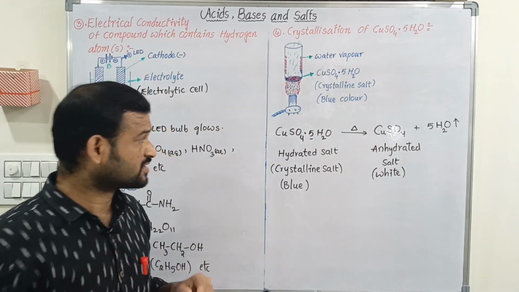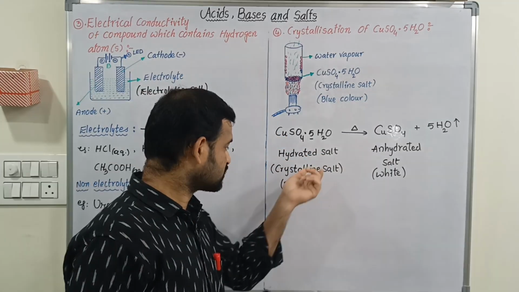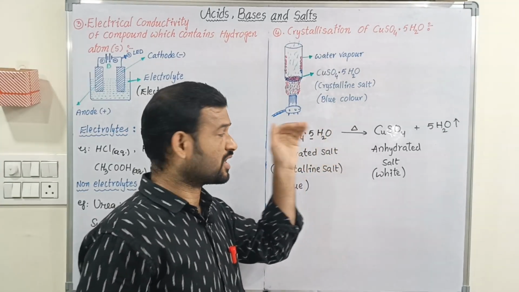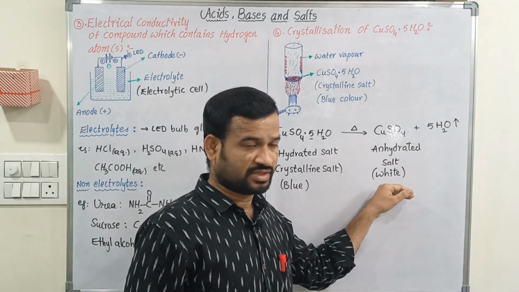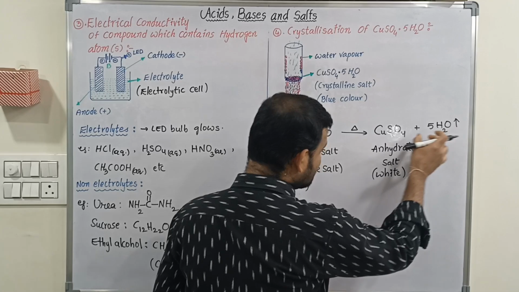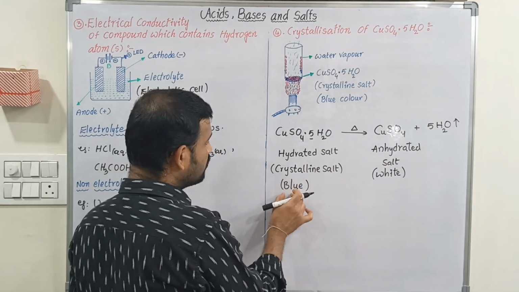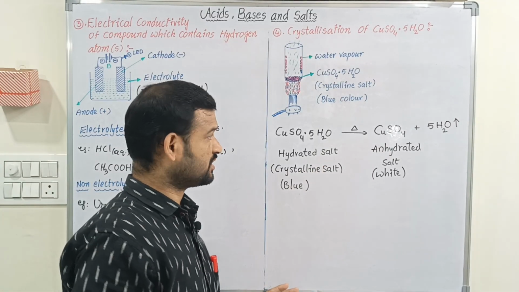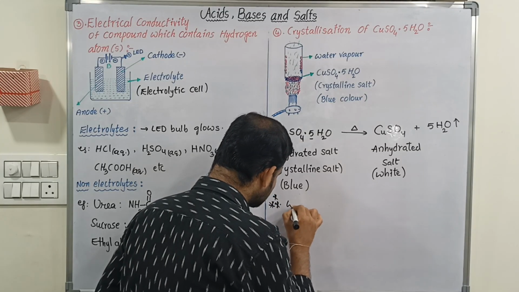Understand? Due to the presence of these 5 water molecules, this copper sulfate salt shows blue color. Whenever those 5 water molecules are removed from the salt, its color changes to white. If we add the same fixed number of 5 water molecules to this anhydrous copper sulfate, we get again the blue color of the hydrated salt, which has crystalline nature. That's it.